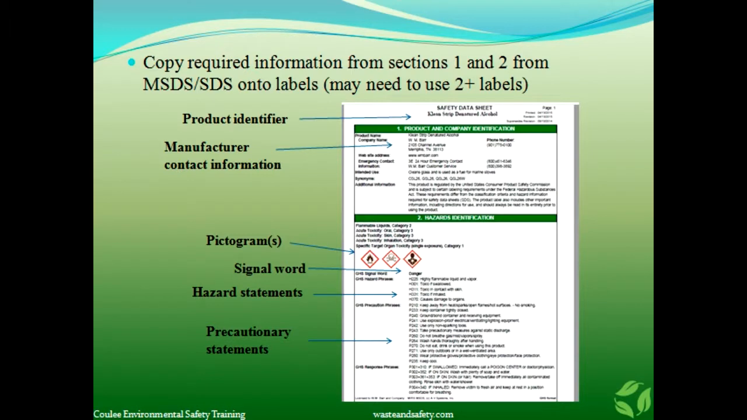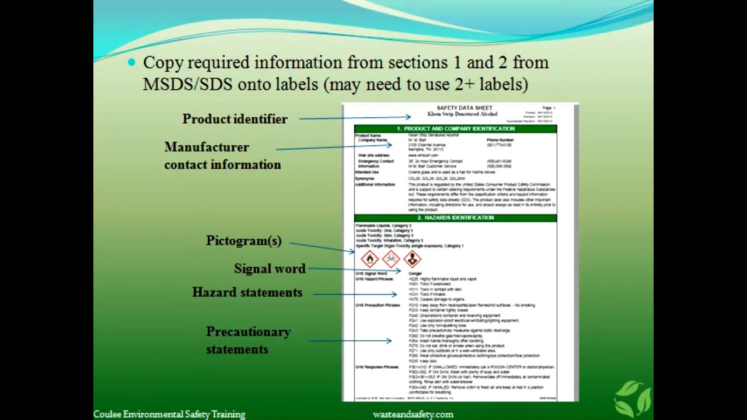Again, a lot of times this is a lot of information that needs to be put on that label, so if you're going to use this method, you'll probably need to use 2 or more labels to get that information onto. But basically, from the safety data sheet, you can find, again, that product identifier, what it is. It's clean strip denatured alcohol. The manufacturer's information will be in section 1. It'll provide who the manufacturer is, their address, and contact phone number. And you may also want to copy over the emergency contact phone number as well, though that's not required.